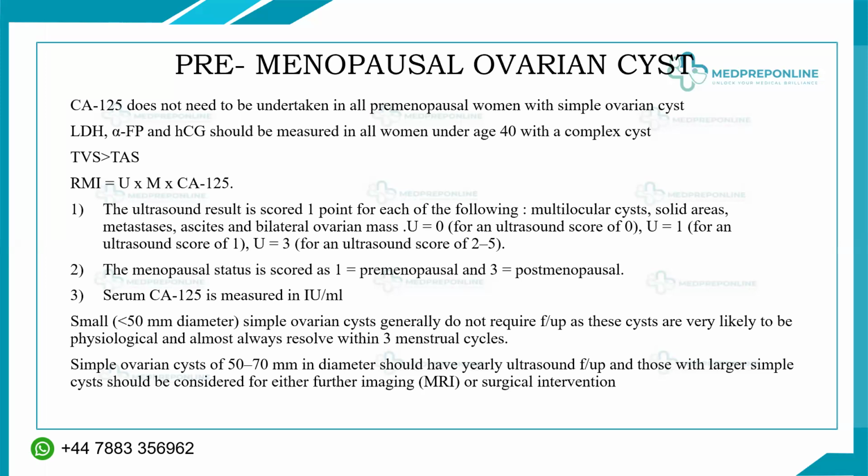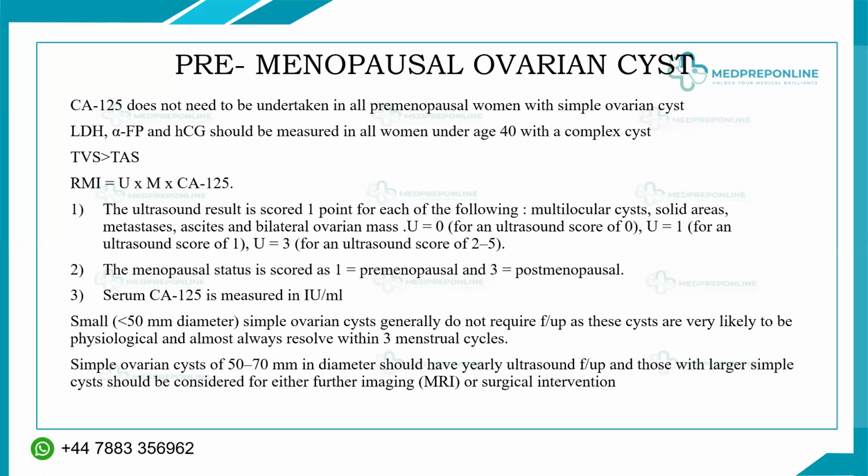And an RMI calculation, which is the risk of malignancy index, has to be calculated for patients presenting with ovarian cyst of any kind in all age groups, right? So even for premenopausal or postmenopausal, we'll be doing an RMI calculation, which is U into M into CA125. So U is basically the ultrasound result. Now, ultrasound score is scored as 1 point for each of the following. It could be multilocular, solid, metastatic, ascites, or bilateral. So these are 5 points which you have to remember: multilocular, solid, metastasis, ascites, and bilateral.